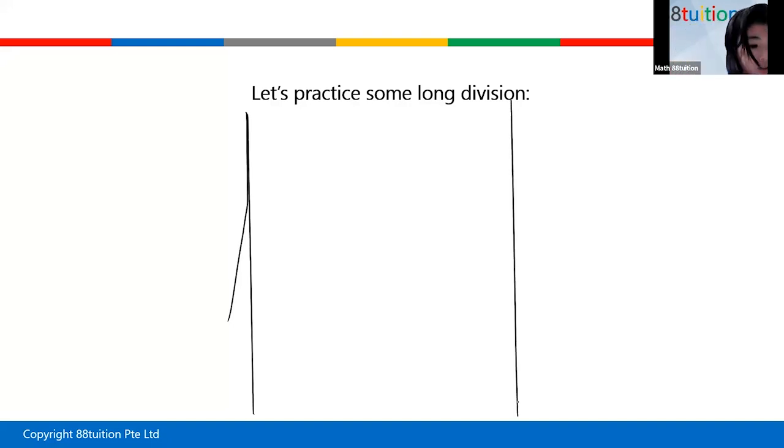The first question is 913 divided by 6. As you can see, this is a long division question. What I need to do is write 913 under the umbrella. So this is the divide and 6 on the left-hand side. Sophia, you're familiar with this?